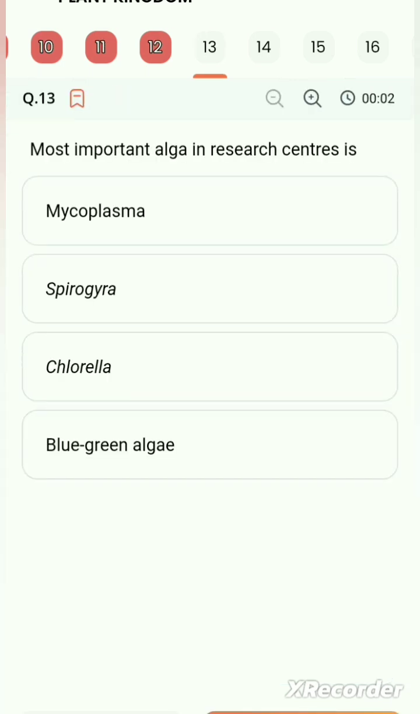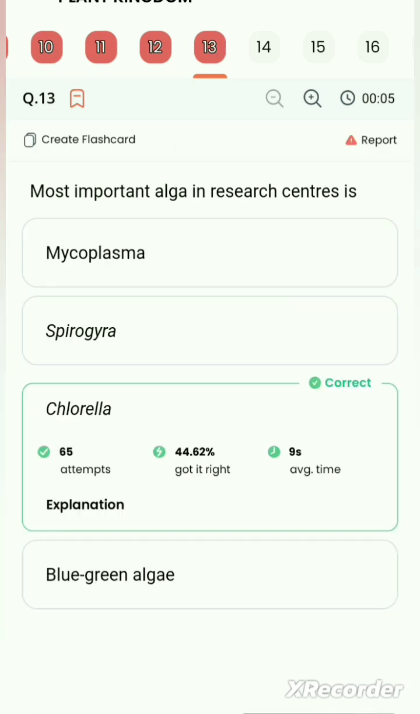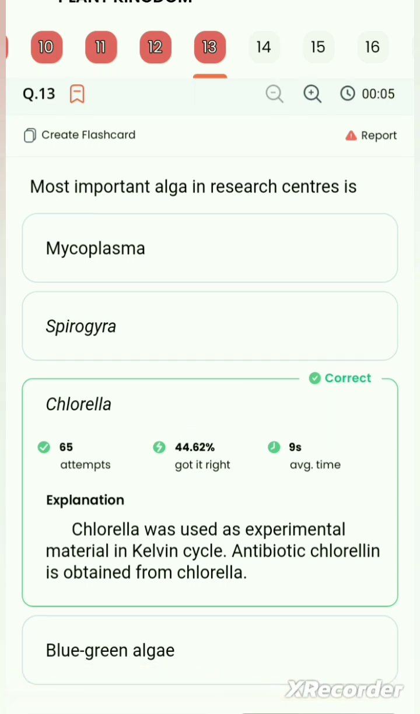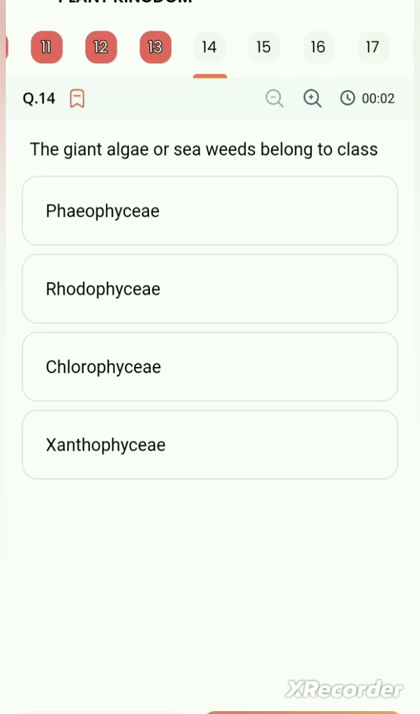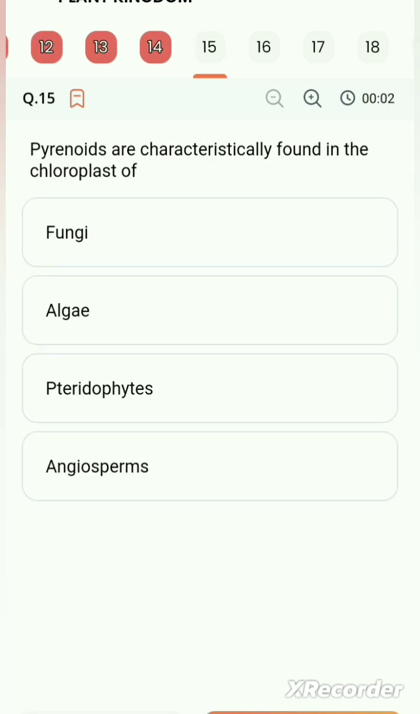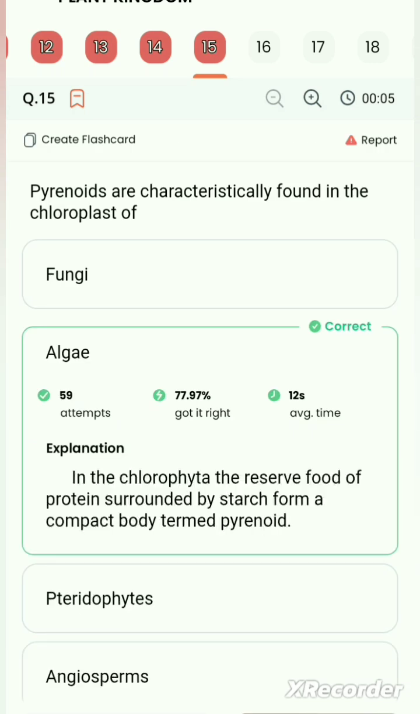Most used alga in research is Chlorella, because we use it as an experimental material in the Calvin cycle, and the antibiotic chlorellin is obtained from Chlorella. Next question, the giant algae are the Phaeophyceae, mostly in the cold waters you can see them. Pyrenoids are characteristically found in the chloroplast of algae.